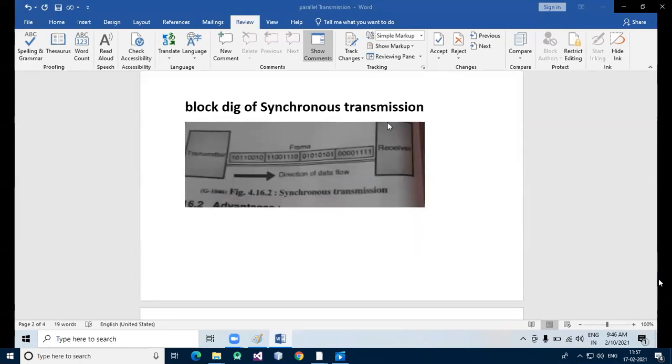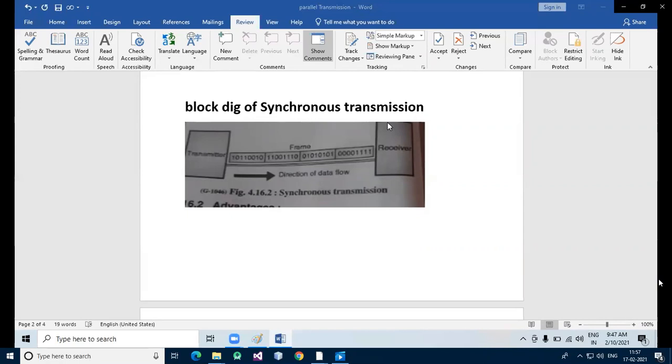So, application of synchronous transmission. Synchronous transmission, due to its high speed, is used for data exchange from one computer to another. Bit synchronization is achieved at the data link layer level for synchronous transmission between computers. So the difference between asynchronous and synchronous transmission is that synchronization is not needed in asynchronous transmission.